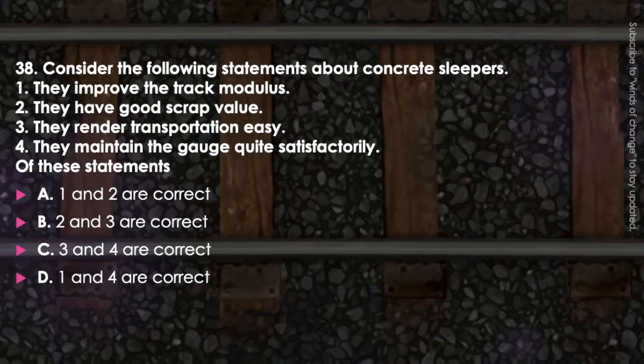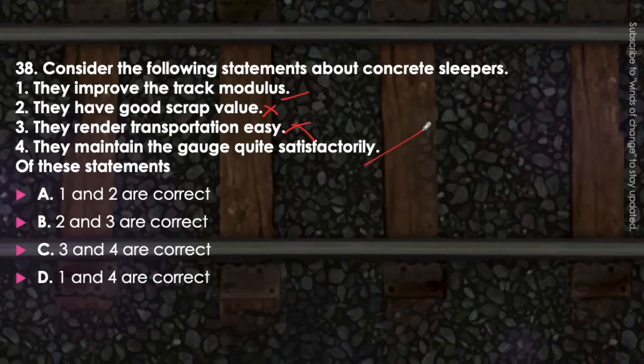Next question. Consider the following statements about concrete sleepers. They improve the track modulus, which is a correct statement. They have a good scrap value, which is an incorrect statement. We know that concrete doesn't have any scrap value. It is a waste if it is broken. They render transportation easy. The weight of the concrete sleeper is very high, so their transportation is not easy. So this is also an incorrect statement. They maintain the gauge quite satisfactorily. This is absolutely a correct statement.